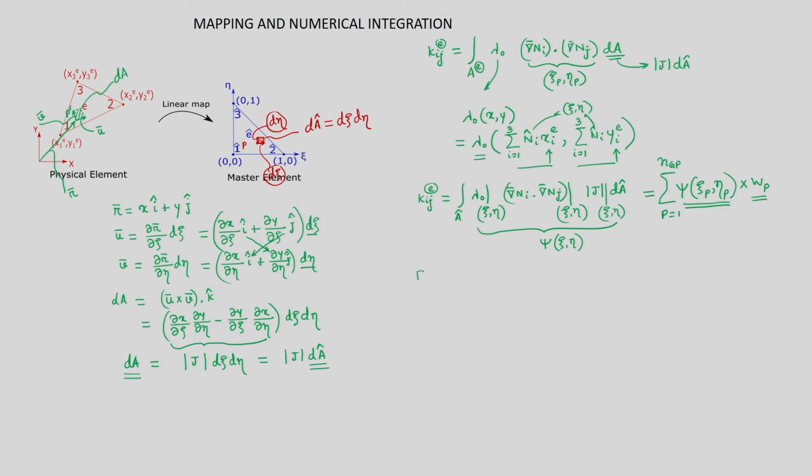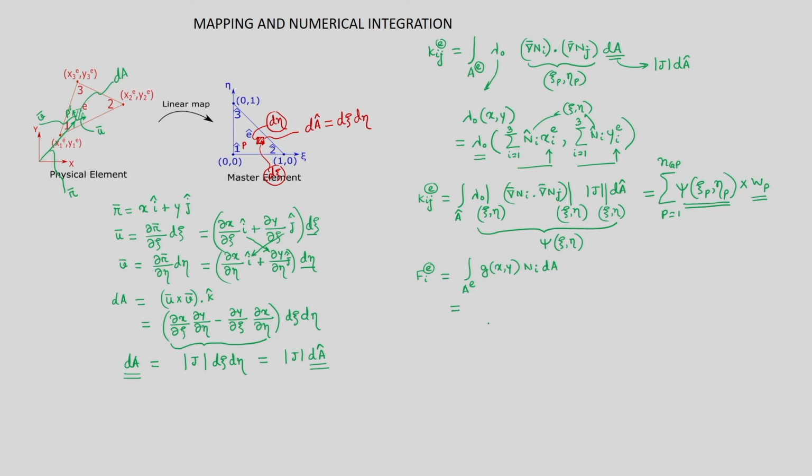Now similarly, Fi e is the integration over that particular physical element AE of G, which can be a function of x and y, the source term, times Ni in x and y coordinates, times dA. So this is the first term in the force vector. There is another term associated with the Neumann boundary that we will take care of later. So let us discuss the first term. Now how do we evaluate it numerically?